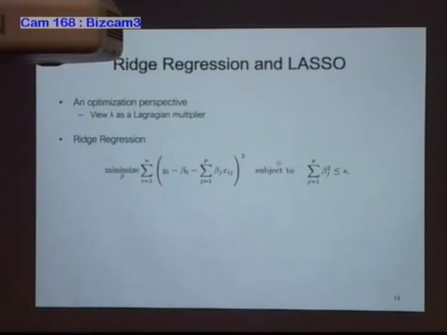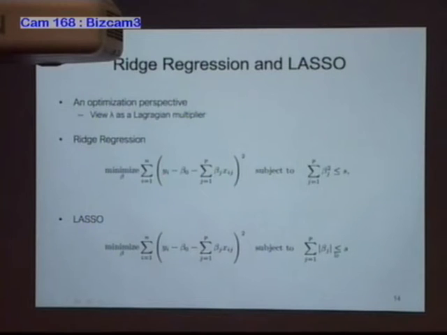Now the problem becomes, I'm still minimizing the residual sum of squares, but I cannot travel very far from the origin. I have a constraint that says I can only go this far away from the origin. So I have to stay in that circle, near the origin. Given that constraint, what's the optimal solution? That's ridge regression. And if you view the problem that way, lasso can be done similarly.